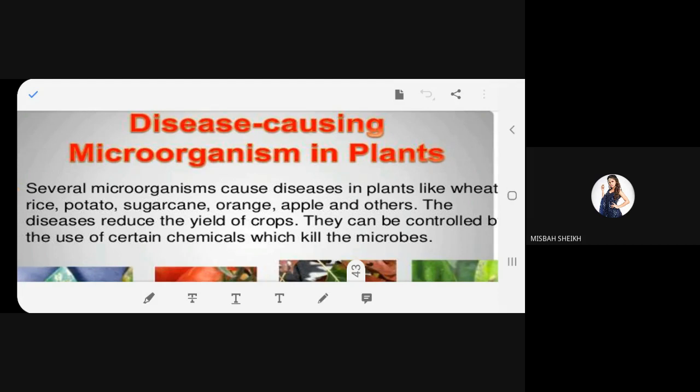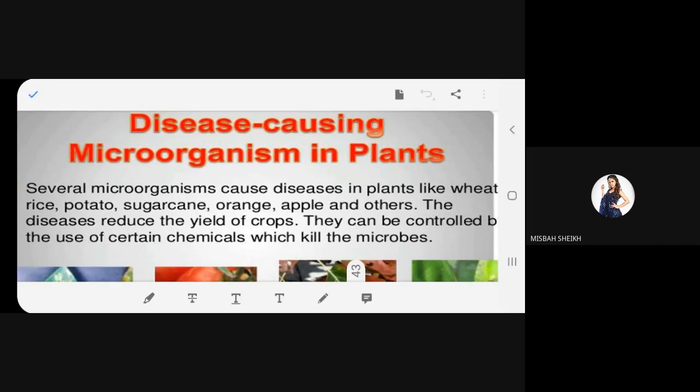Several microorganisms cause diseases in plants like wheat, rice, potato, sugarcane, orange, apple, and others. The diseases reduce the yield of crops. They can be controlled by the use of certain chemicals which kill the microbes. Fine. Thank you, beta. Now there are other microorganisms causing disease in plants. For example, wheat, rice, potato, sugarcane, orange, apple, and etc.